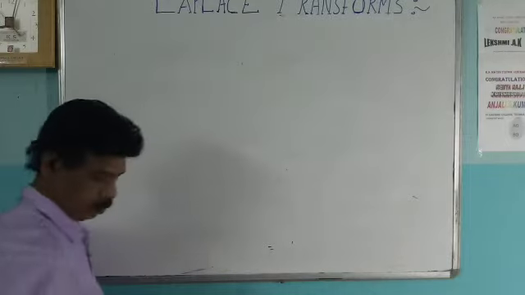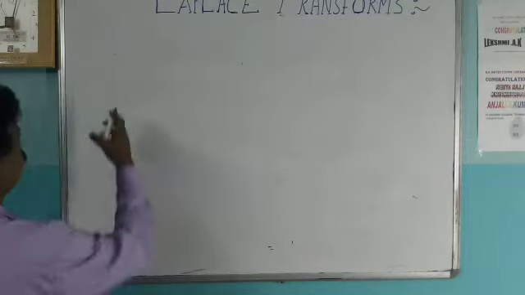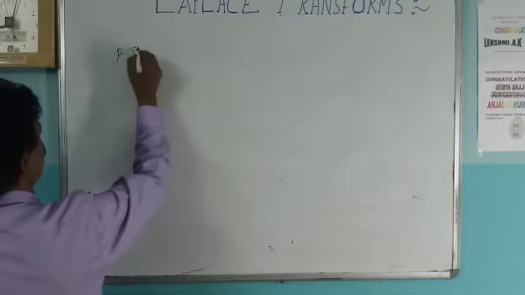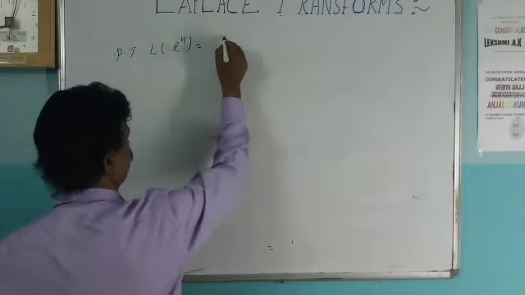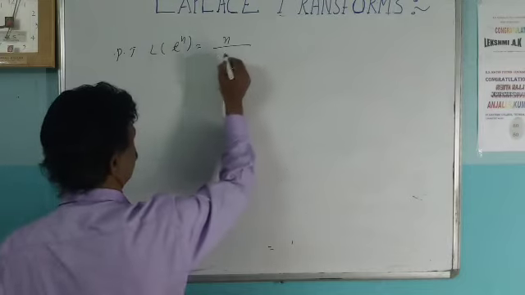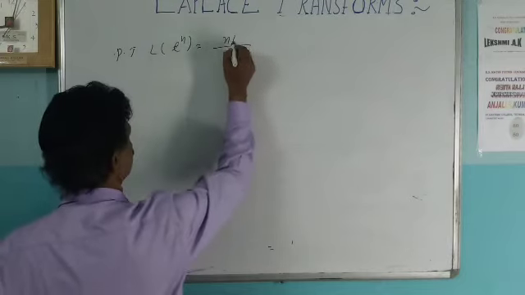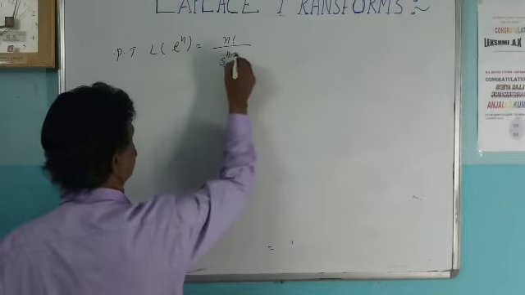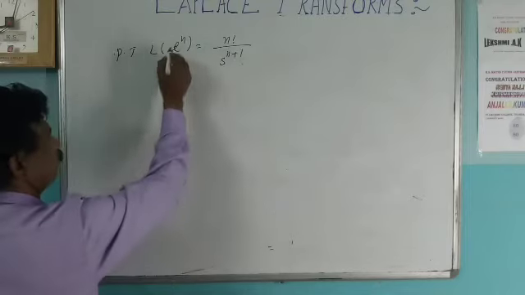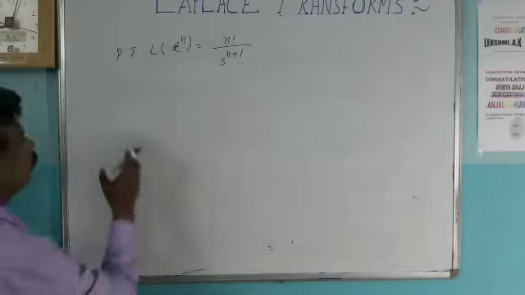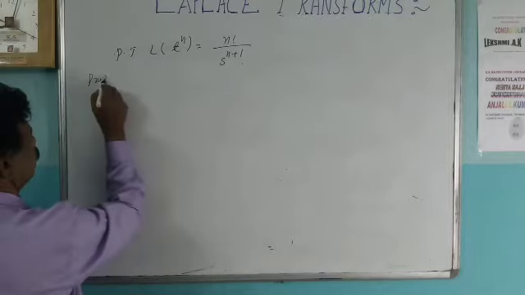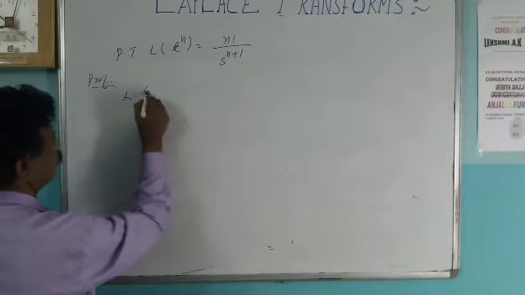Then third. Prove that Laplace of t raised to n is equal to n factorial by s raised to n plus 1. We have to prove that. That is the third basic formula: Laplace of t raised to n is equal to n factorial by s raised to n plus 1. Here also we can write by the definition of a Laplace transform.